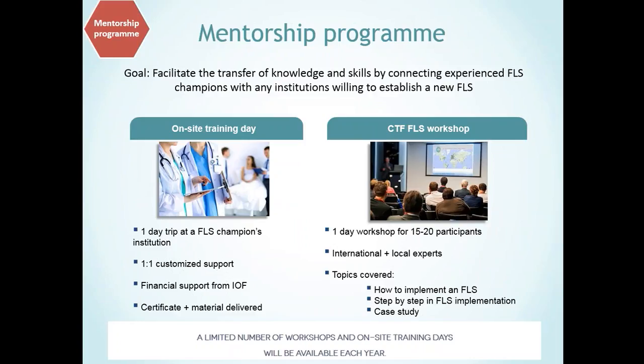One of the things that IOF is doing is a mentorship program where we will be able to do one-day trips to an FLS Champions institution and provide customized support. We'll also have one-day workshops for participants with international and local experts. And this is for many countries who are not as developed in this area as, for example, some European countries.